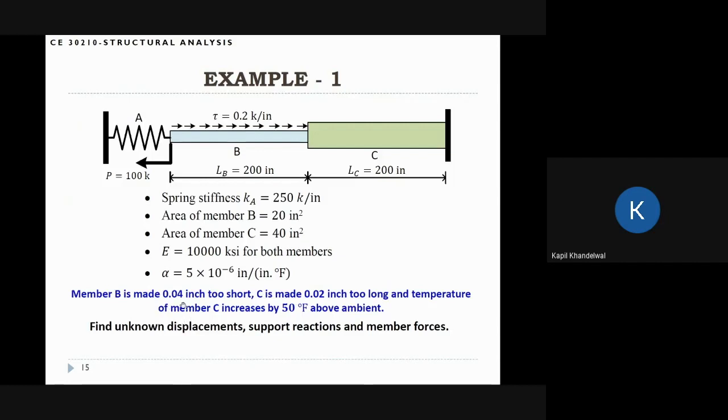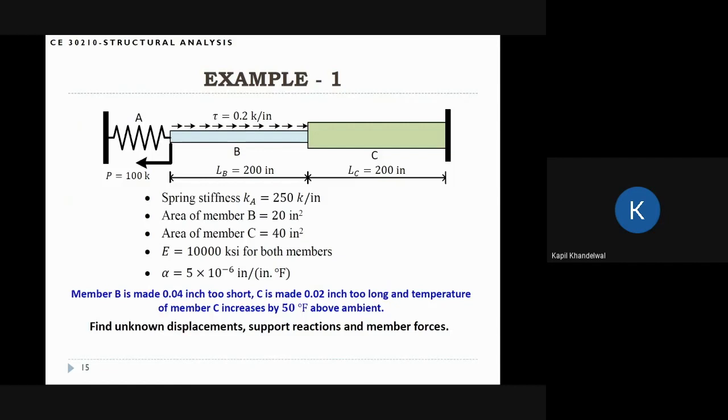And finally, member B is made 0.04 inch too short. So there is a fabrication error in member B. Member C is made 0.02 inch too long. So there is a fabrication error also in member C. And there is a temperature change in member C. It's given to us that the temperature of member C increased by 50 degrees Fahrenheit above the ambient.